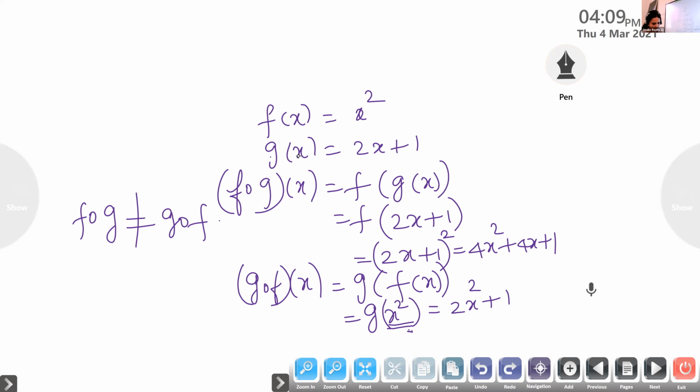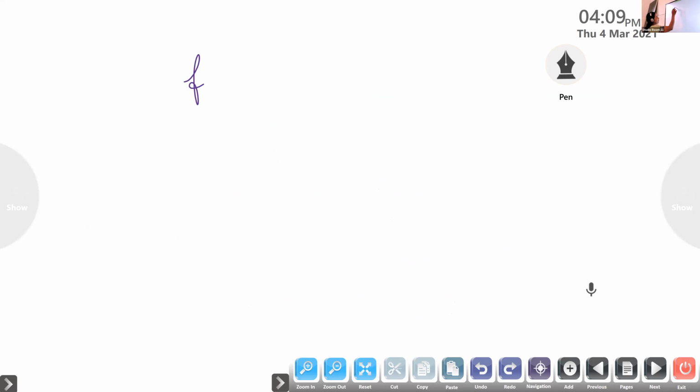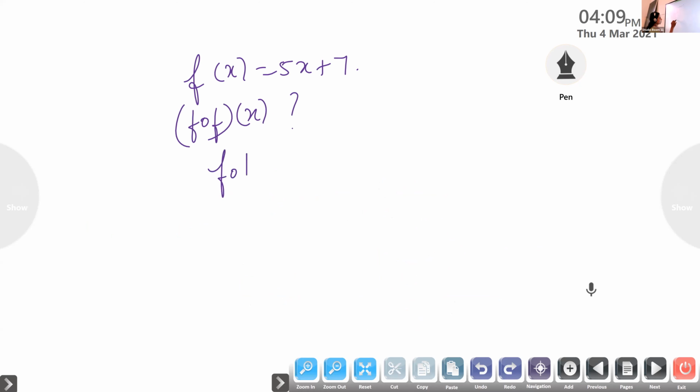Okay. Let's do one more question so that the idea will become clear. Write down. F of x is 5x plus 7. Find F composition f of x. What is F composition f of x?